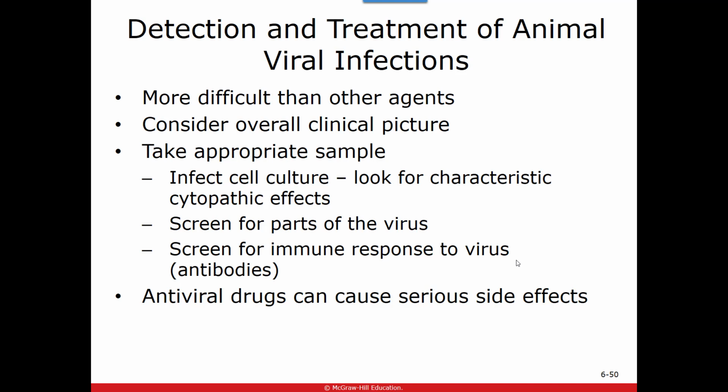Sometimes we can screen for parts of the virus. We might be able to screen for the DNA or the RNA of the virus. Or we can even screen for the immune response. Do you have antibodies against the particular virus? They are specific antibodies for the virus. We can look for those specific antibodies.